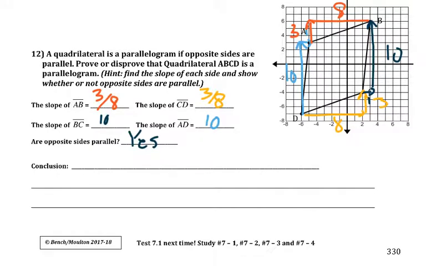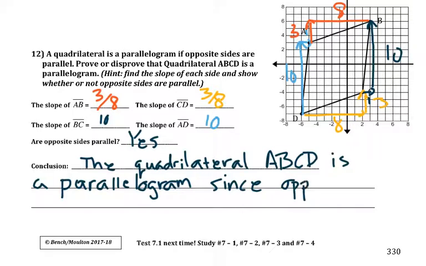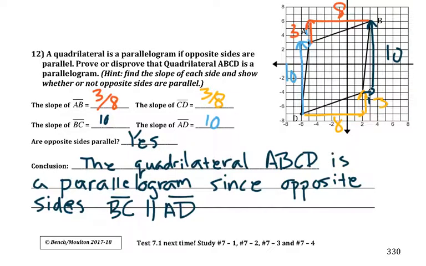So we can conclude that the quadrilateral ABCD is a parallelogram, since opposite sides BC is parallel to AD. Remember, parallel means they have the same slope. And AB is parallel to CD. Now we've proven that the quadrilateral ABCD is a parallelogram.